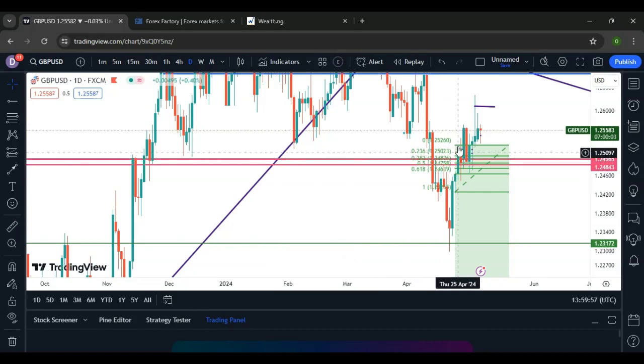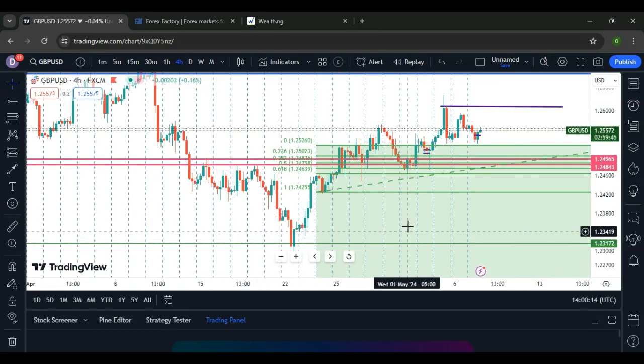This was the very candle that closed. Upon closing here, this daily candle closed here. So what happened next was, if you go to the 4-hour time frame, you will notice that this place is actually a support level, a minor support level.